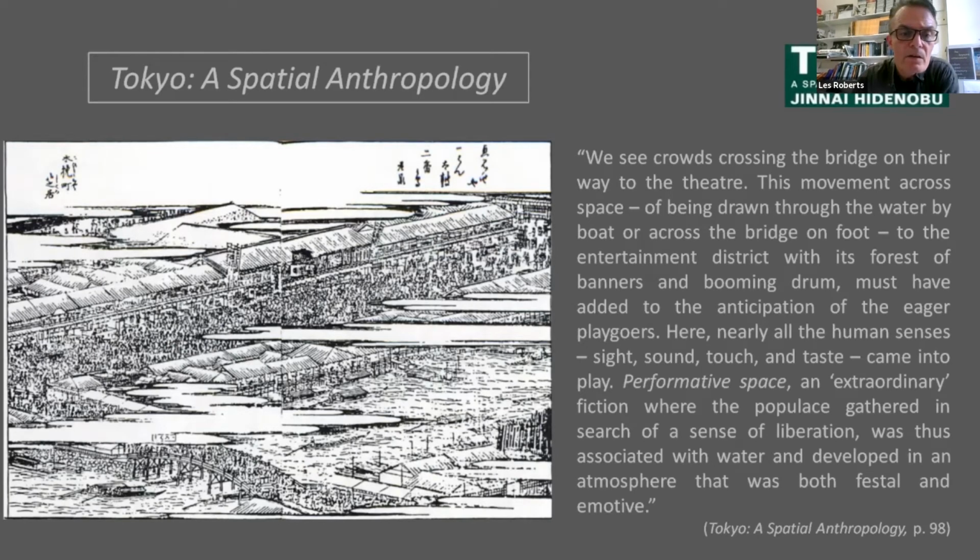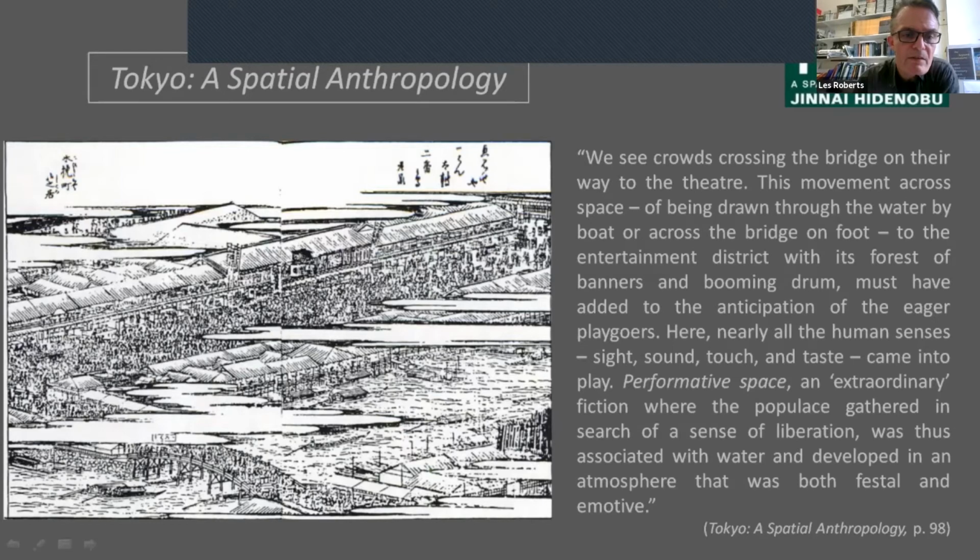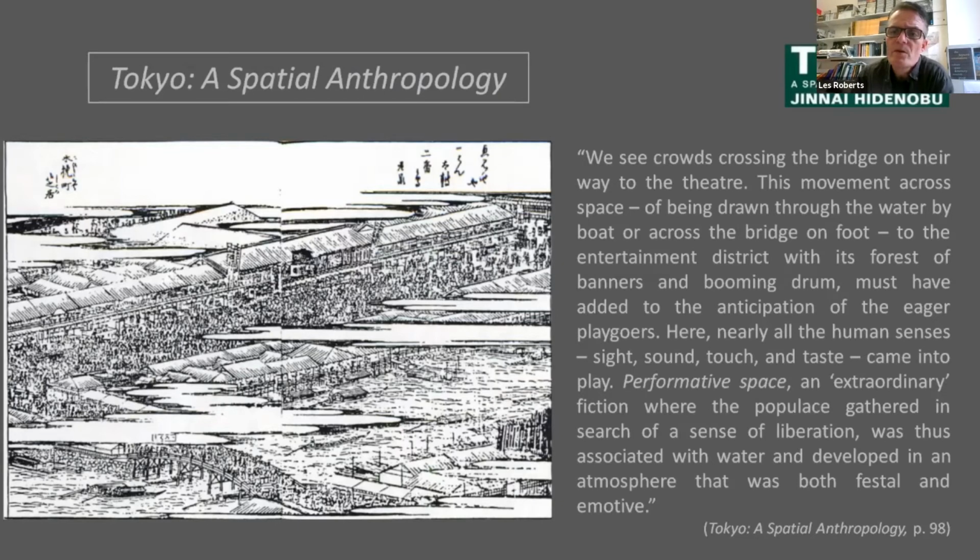I don't know how clearly you can see it on this image, but you've just got a teeming sea of people here going over the bridge, a sea of humanity. But anyway, this is from the book where Hidenobu is directly referring to this image. He says, "We see crowds crossing the bridge on their way to the theatre. This movement across space of being drawn through the water by boat or across the bridge on foot to the entertainment district with its forest of banners and booming drum must have added to the anticipation of the eager playgoers.